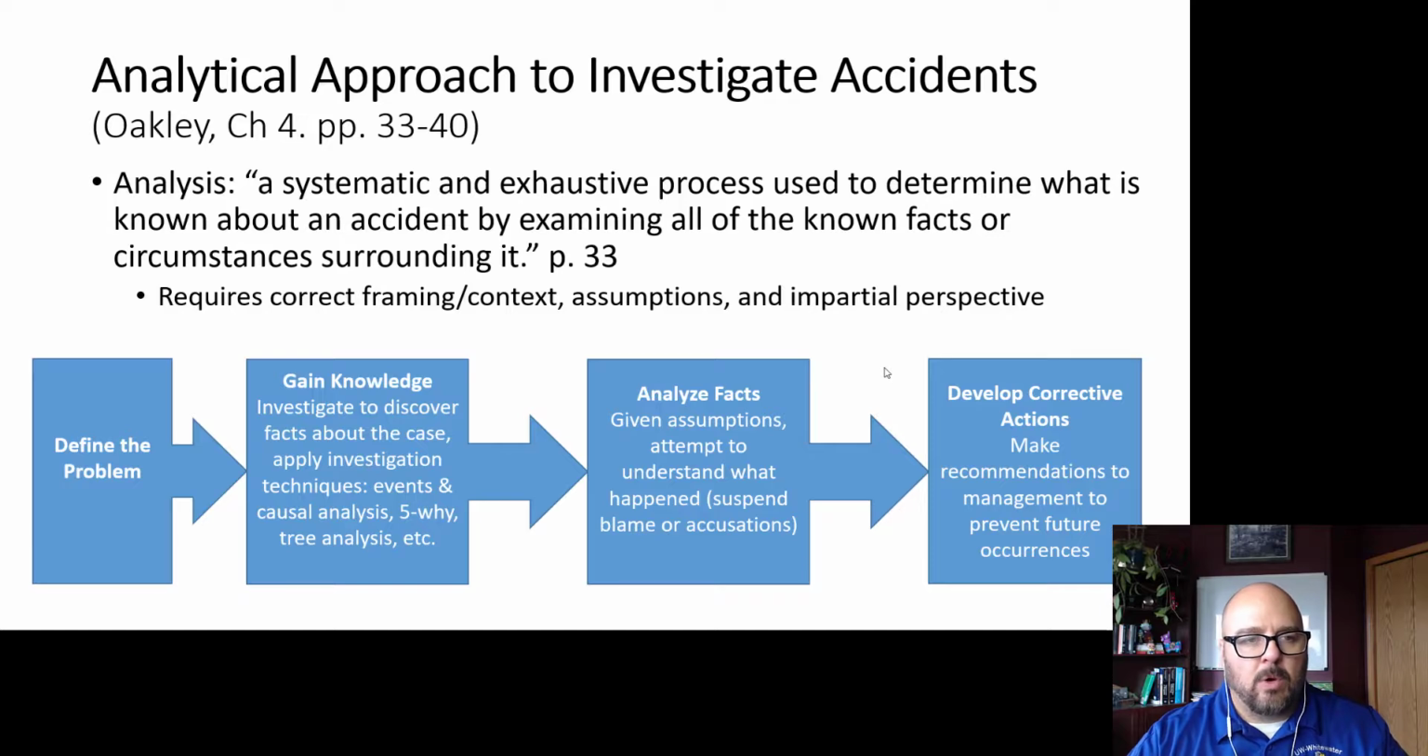So in chapter 4, Oakley does a really interesting job, with an interesting focus on doing a systematic and exhaustive process. I totally agree. I think root cause analysis is the only approach we should use to investigate accidents. And it starts with defining the problem, which we had discussed before. Gain the knowledge, analyze the facts, develop corrective action. And then if we were to practice a quality management approach, what we'd be doing is checking to see if what we're implementing is correct. And then go back and maybe redefine the problem, gain additional knowledge, analyze additional facts. And it's that continuous cycle that you achieve success for your safety program.